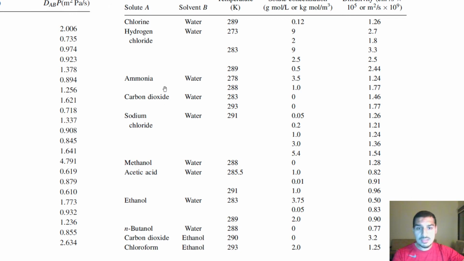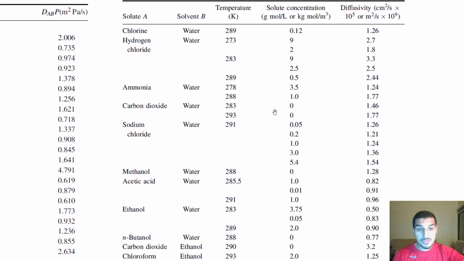So let's take a look, for instance, at carbon dioxide. So you'd see we have two values for carbon dioxide at two different temperatures. One at 283 and one at 293, and you see there are two different values of the diffusion coefficient, which is 1.46 and 1.77. So you see a 10 degrees Celsius increase in temperature would lead to a significant increase in the diffusion coefficient. So this is one thing that we can understand, that the temperature affects the diffusion coefficient greatly.